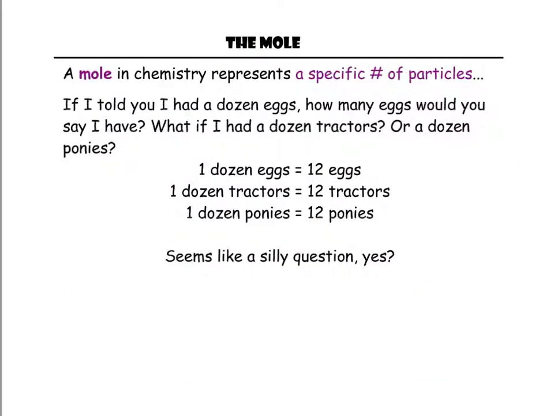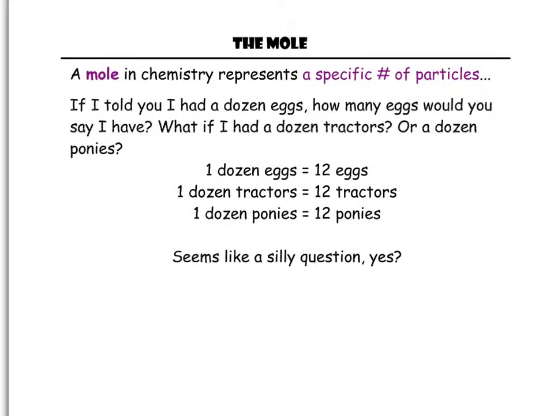Alright, so what is the mole in chemistry? Clearly we're not talking about the biological, the animal, the mole. A mole in chemistry represents a specific number of particles. So what I mean by that is, it's kind of like the number a dozen. If I told you I have a dozen eggs, well, how many eggs would you say I have? You would tell me 12.